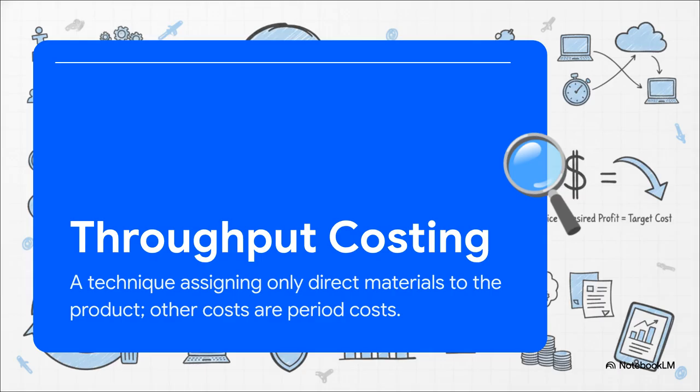It shifts your entire management focus. You prioritize throughput, which is the rate at which you generate money, above absolutely everything else. Then you look at inventory and finally operating expenses. This framework brilliantly helps decision makers isolate and fix those bottleneck resources that are slowing down the entire money-making machine.